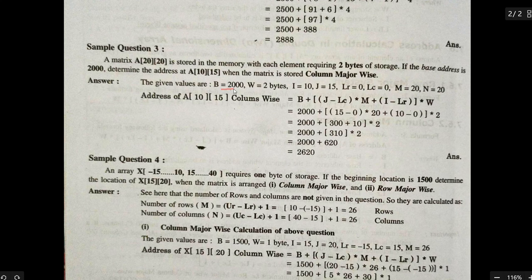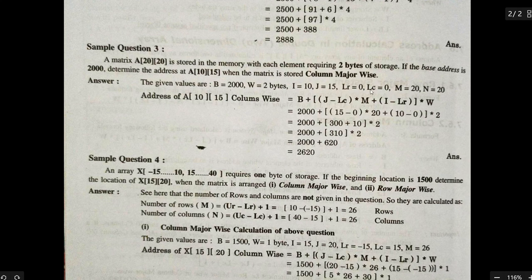So the value of B is 2000. The base address is given here and the value of W is 2. Now what is the value of I? Because we have to determine the address of 8, 10, 15. So the value of I is 10 and the value of J is 15. Here write down: I is equal to 10, J is equal to 15.